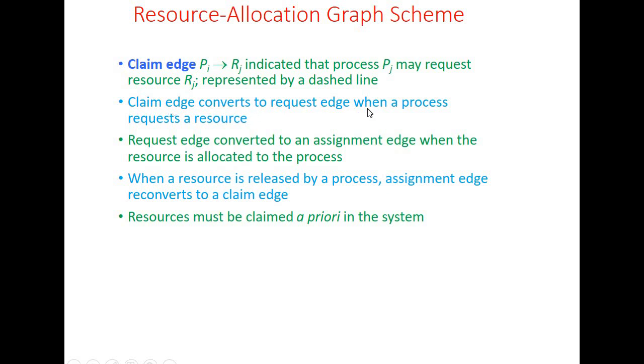A claim edge converts to a request edge when a process requests a resource. A request edge is converted to an assignment edge when the resource is allocated to the process. When a resource is released by a process, the assignment edge may be converted to a claim edge, because the resource may be required by the process in future. So in this resource allocation graph algorithm, we need to maintain the requirement of the resources a priori in the system by each process.